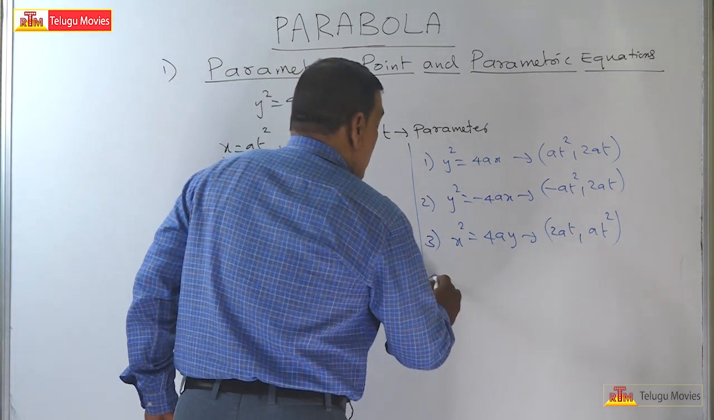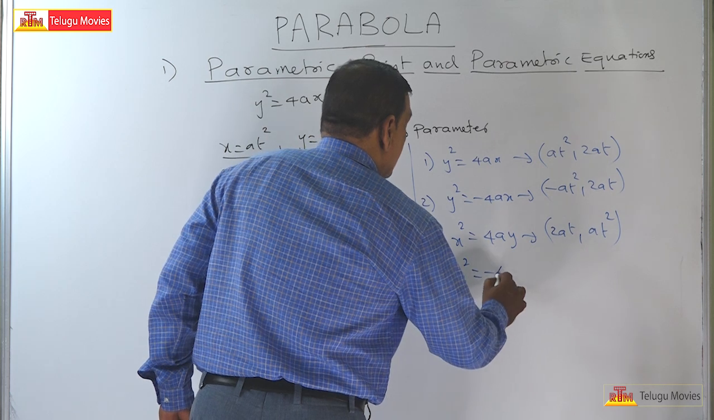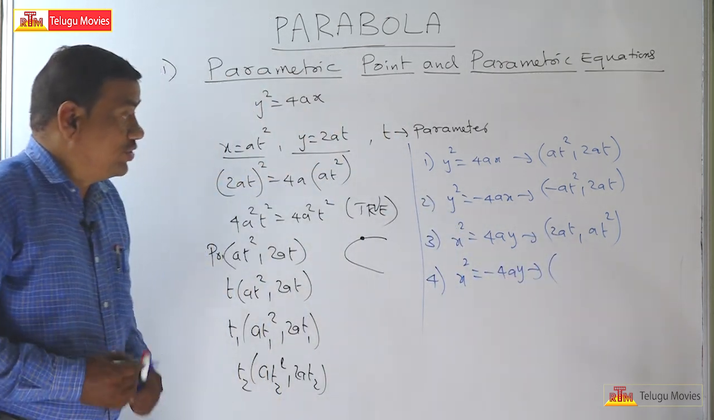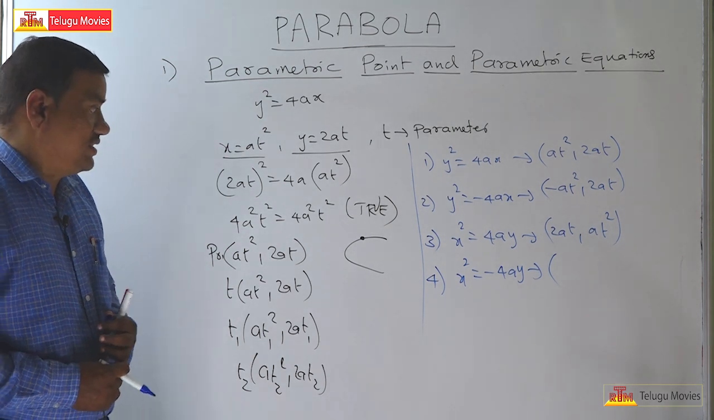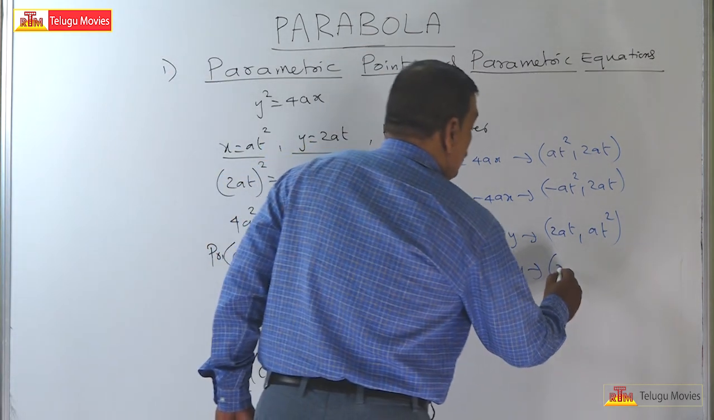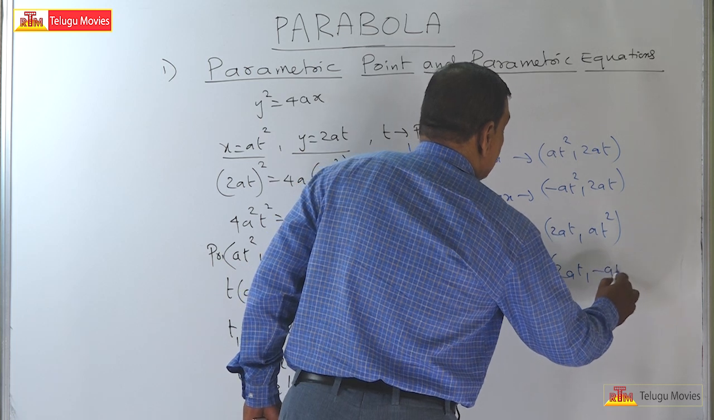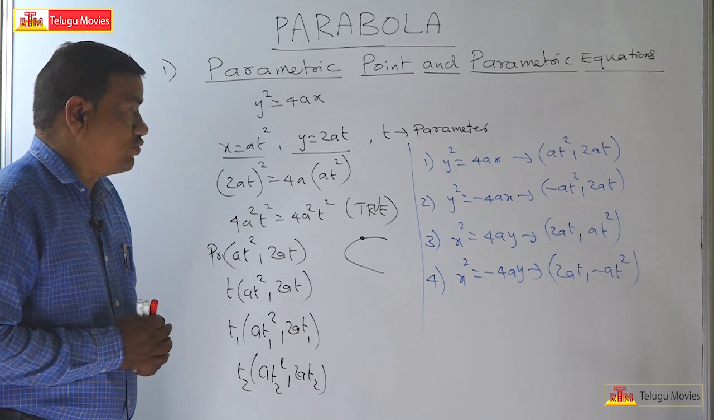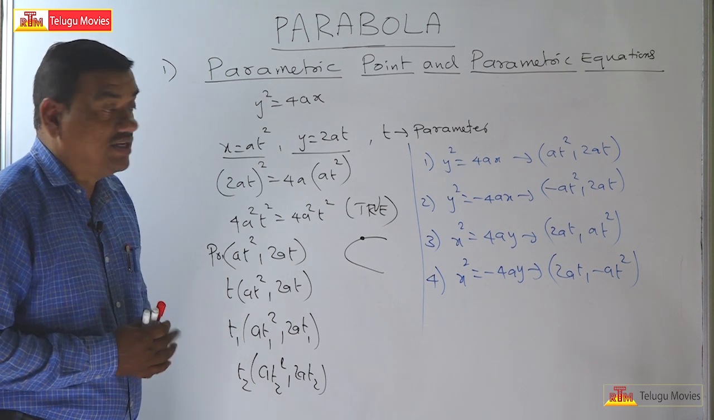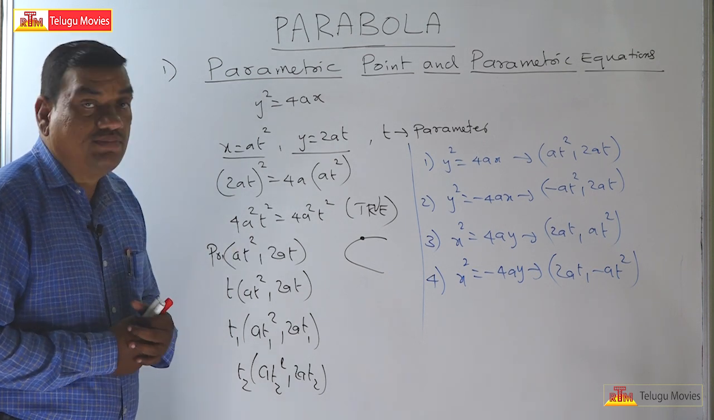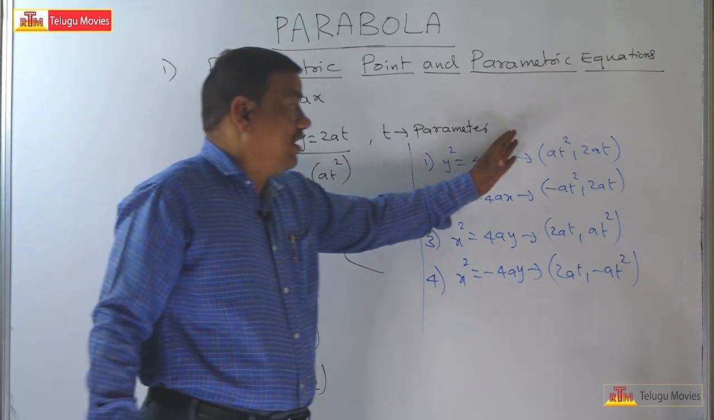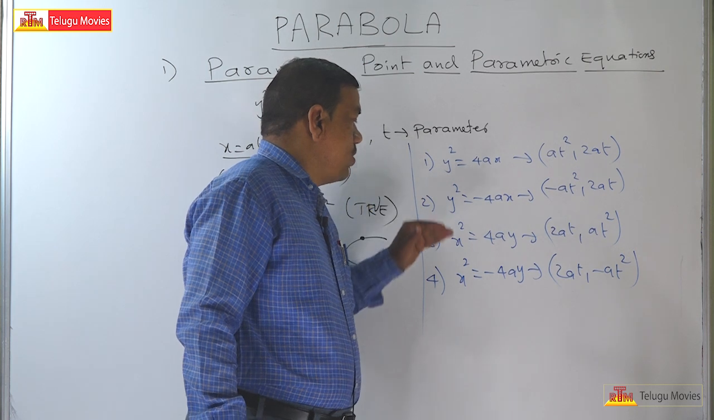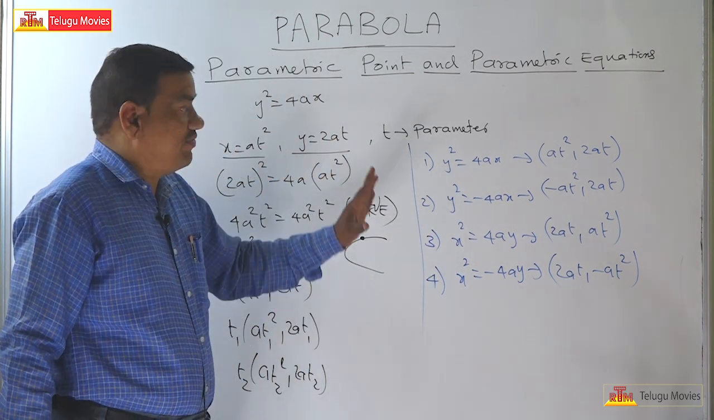If your parabola equation is x square is equal to minus 4ay, then the parametric point is 2at comma minus at square. So in place of y, substitute minus at square. Therefore you will get 4a square t square is equal to 4a square t square. So these are the parametric points on the four different types of parabolas.